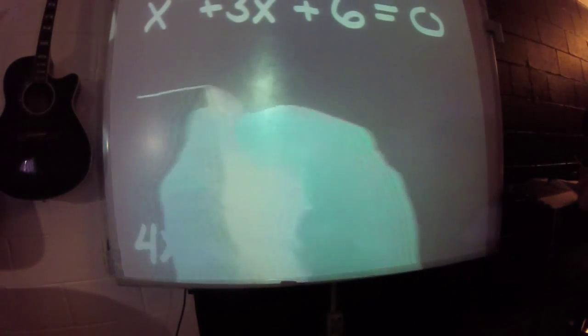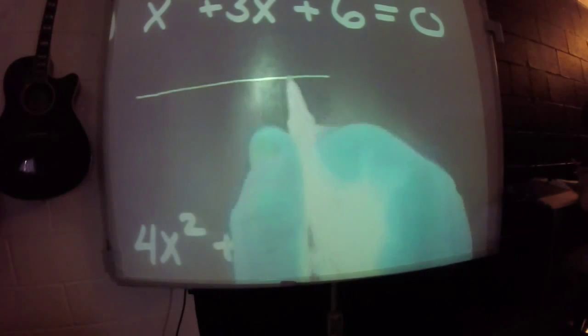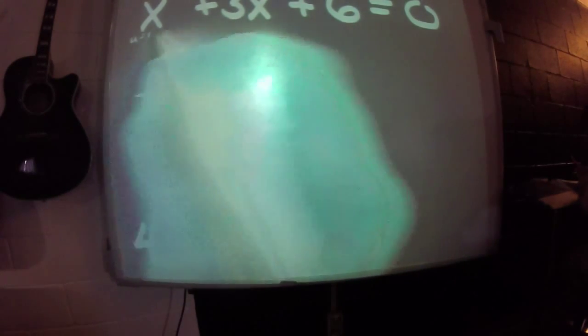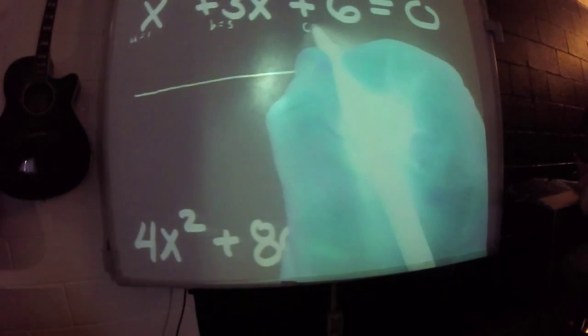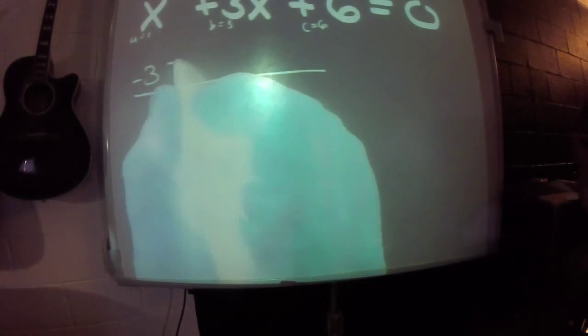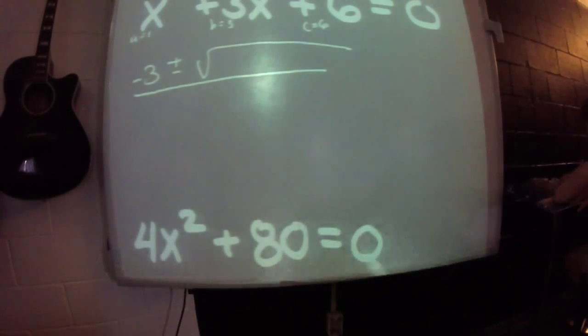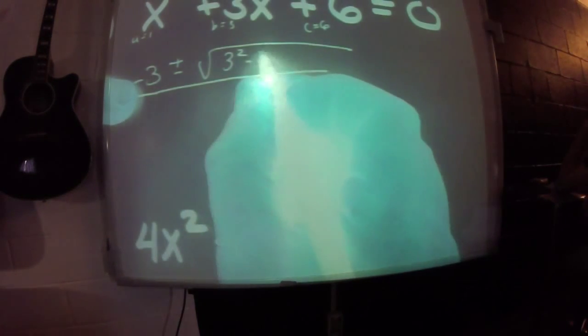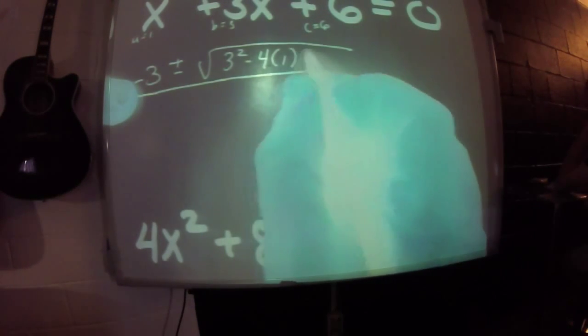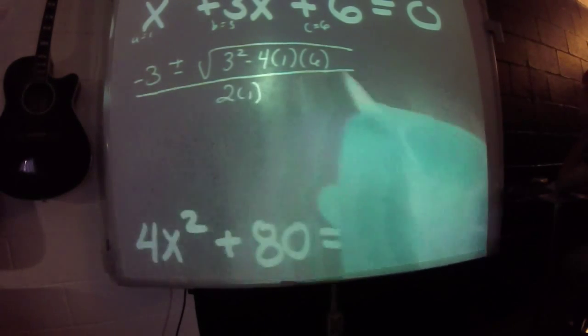x equals negative b, so it's x equals negative what? Negative 3. Here's your a, your b, and your c. So x equals negative b, x equals negative 3, plus or minus the square root of b squared minus 4ac, so 3 squared minus 4 times 1 times 6, all over 2a, so all over 2 times 1. So you're going to have 2 down at the bottom.